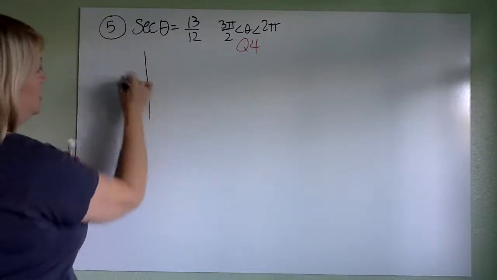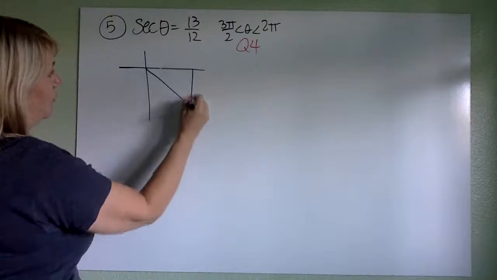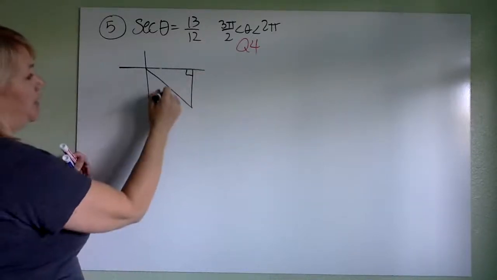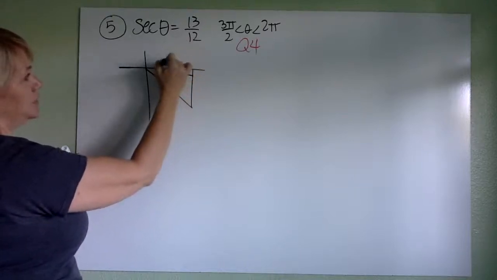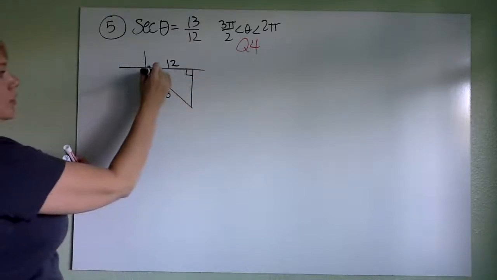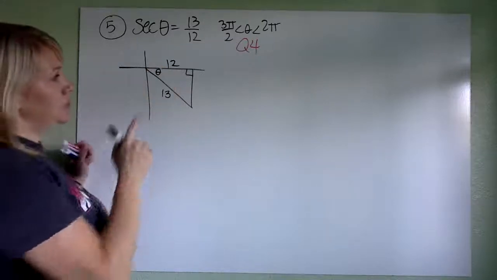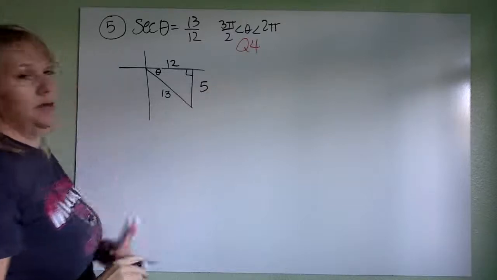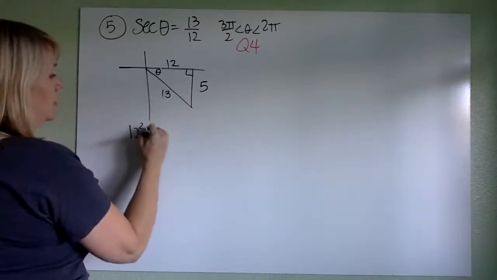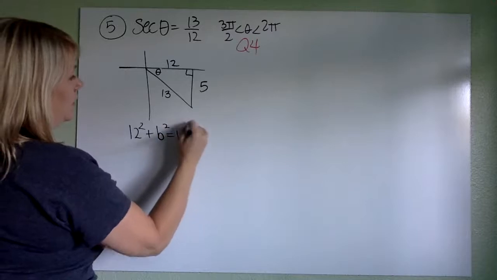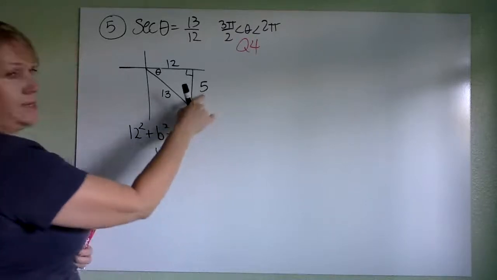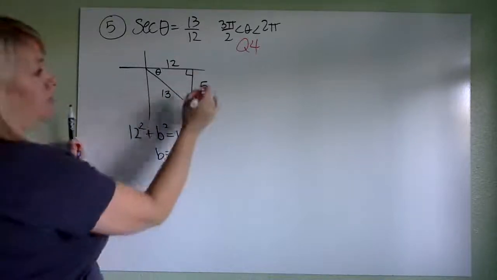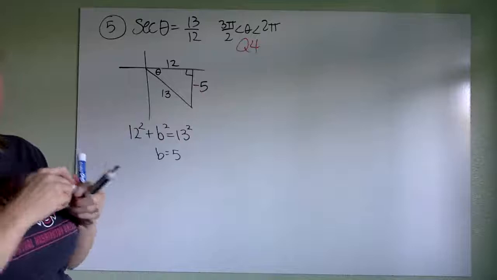So I'm going to draw a picture. Here's my triangle in quadrant 4. The 13 is the hypotenuse, so that goes here. The 12 is the side adjacent, so that goes there. Reference angle goes here. So then using a squared plus b squared equals c squared, you should get a 5 for this side, except that we're in quadrant 4 and that's down in the negative y direction. So it's actually a negative 5.